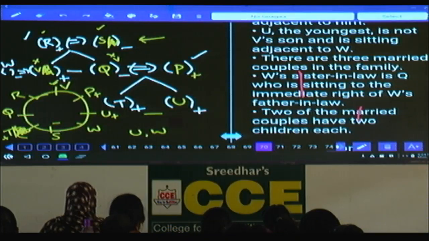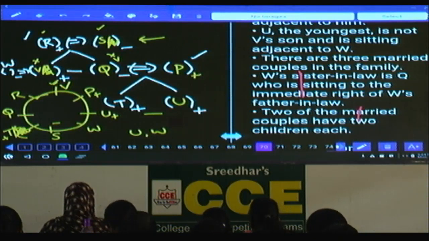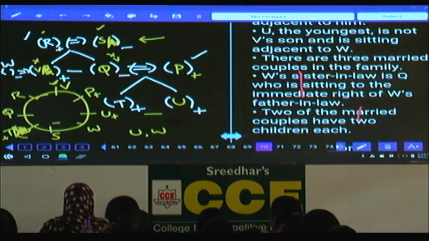The next one. Who is R's son? R is having a son. V is R's son. V is given in which choice? Choice 4. And now 71, based on the given information.